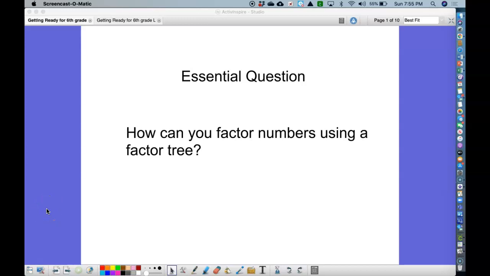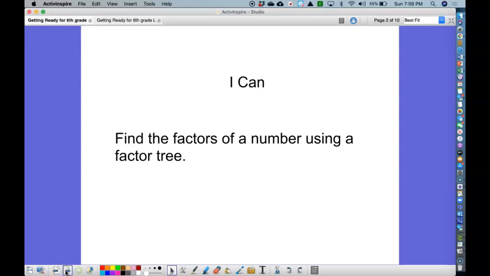Today, we're going to take a look at Getting Ready for 6th Grade, Lesson 3 and 4. The first one is Lesson 3. Our essential question is, how can you factor numbers using a factor tree? And so our I can statement is, I can find the factors of a number using a factor tree.